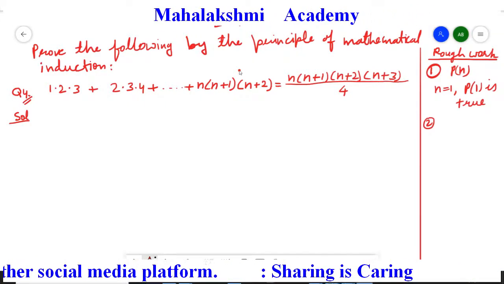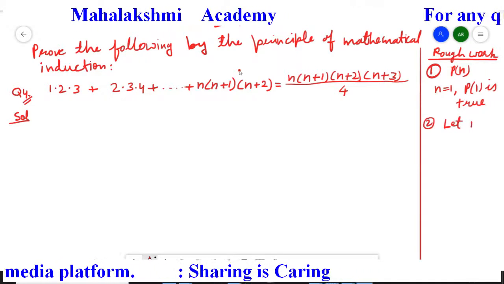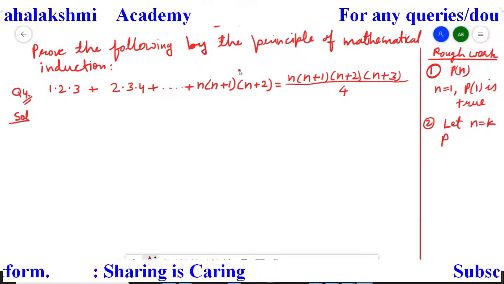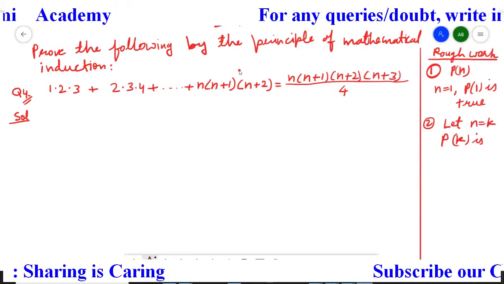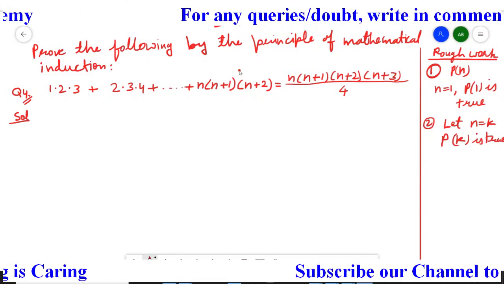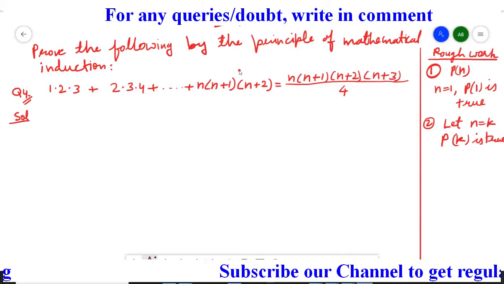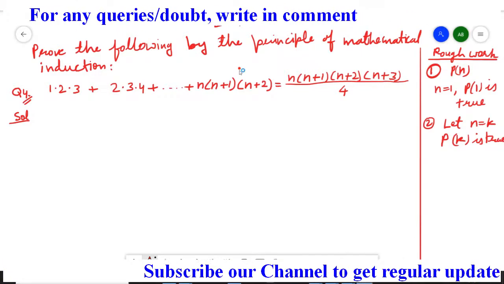In the second step, we have to assume that for n equal to k, Pk is true. So this is our assumption. You do not have to prove it. You have to assume only. So let me write it here.